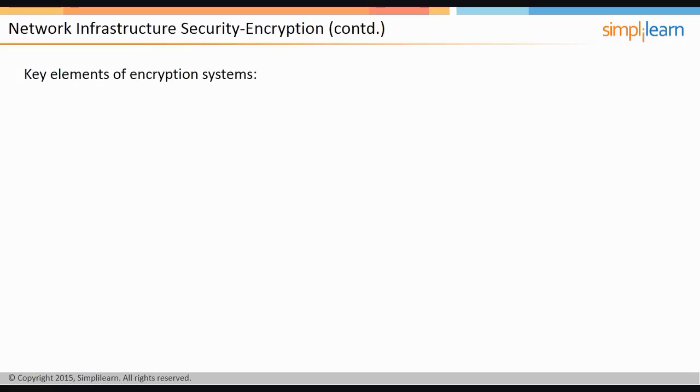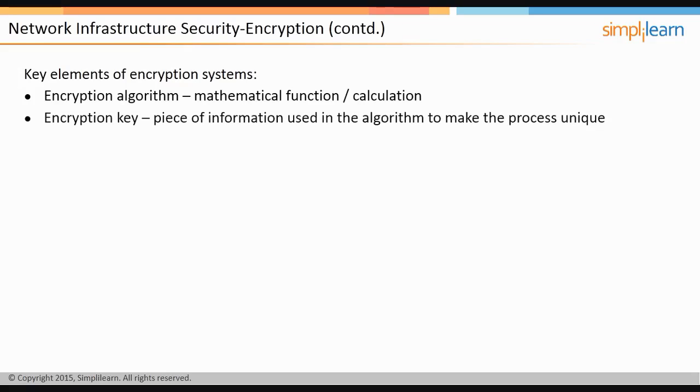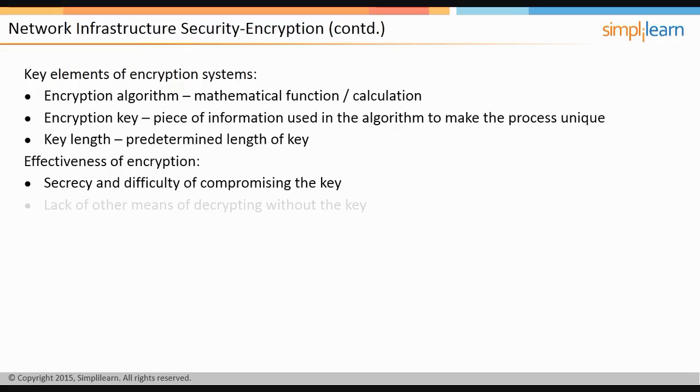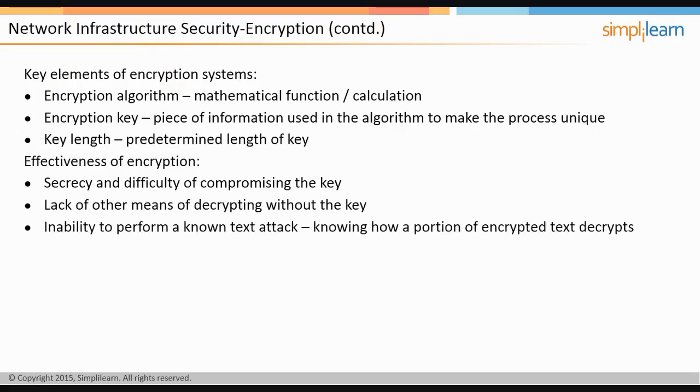Key elements of encryption systems. Encryption algorithm: a mathematical function or calculation. Encryption key: a piece of information used in the algorithm to make the process unique. Key length: a predetermined length of key. Effectiveness of encryption is based on secrecy and difficulty of compromising the key, lack of other means of decrypting without the key, and inability to perform a known text attack, knowing how a portion of encrypted text decrypts.